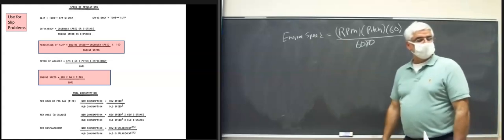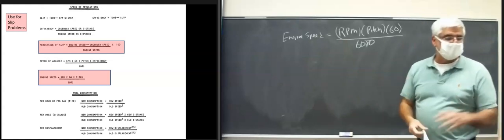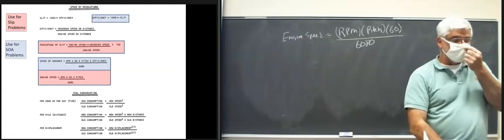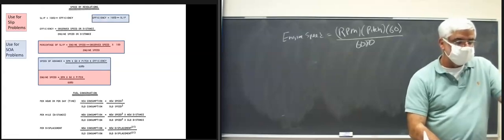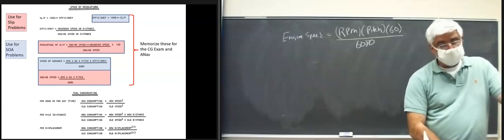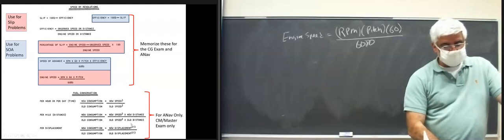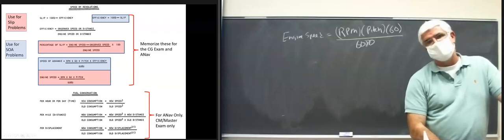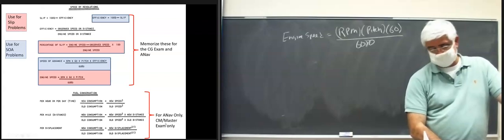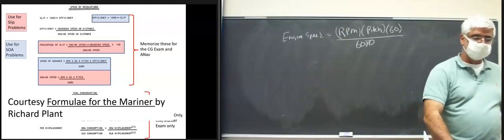And there's percentage of slip, and a couple other formulas there that you can use. Observed speed, over... anyway, we're just going to do a couple problems. The ones in blue you're going to use for speed of advance. You're going to have to memorize those for your Coast Guard exam. Tonight, we're going to do one of these as well. You won't be tested on this on your Coast Guard exam, but you would on your Chief Mate Master, so we just threw it in gratuitously.